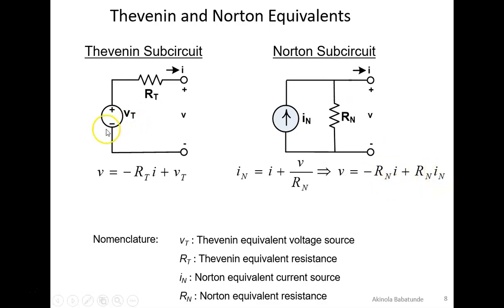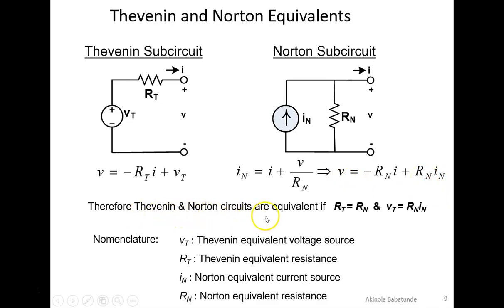Don't forget that we said these two circuits are equivalent. If these two circuits are equivalent, and we obtained V at this terminal to be equal to minus Rt i plus Vt, and we also obtained the voltage at this terminal to be equal to minus Rn i plus Rn in, we can then equate the two equations and come up with the following expressions. Since Thevenin and Norton circuits are equivalent, it simply means that our Rt will be equal to Rn, and our Vt will be equal to Rn in.